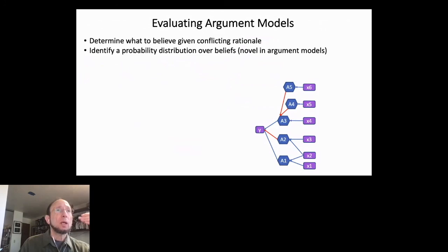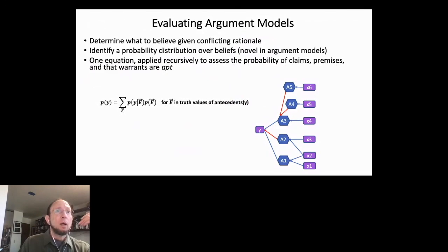So we've defined a mechanism where you can identify a probability distribution over beliefs represented in an argument model. This is somewhat novel relative to the way argument models are used in the literature. They're typically used to identify one preferred belief, the thing that you should most believe in the current circumstance. Here, we're using them to identify an entire vector of possible beliefs, and in fact, a probability distribution over those. This works out to be one equation applied recursively to assess the probability of beliefs and that warrants are apt. I'm going to describe that in the next slide, but we're going to associate a probability with the model that is a warrant for driving conclusions.